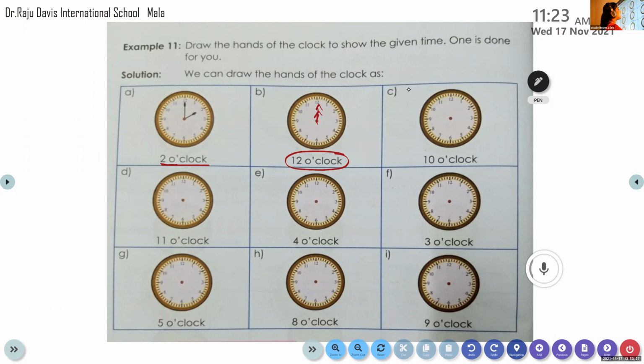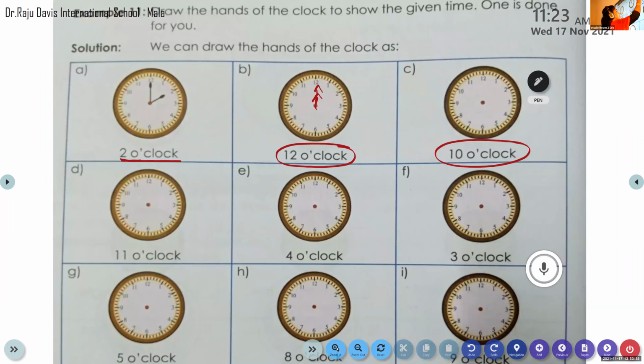Then question number C, the time is 10 o'clock. We have to draw the minute hand facing on which number? Minute hand, that is our long hand. Long hand is on which number? 12. What about the hour hand? 10 o'clock. Yes, it is on 10. Pointing to 10, you can draw the hour hand. So when you are drawing, be careful. One hand should be long, one hand should be short.